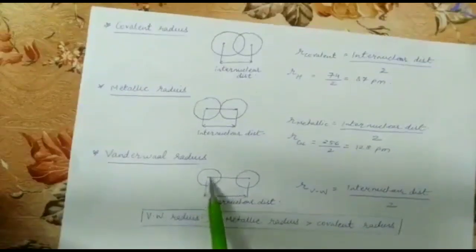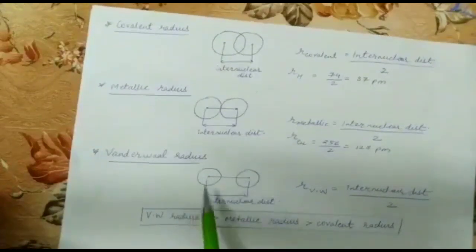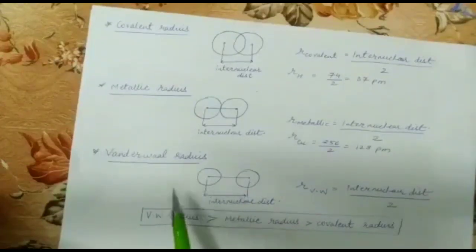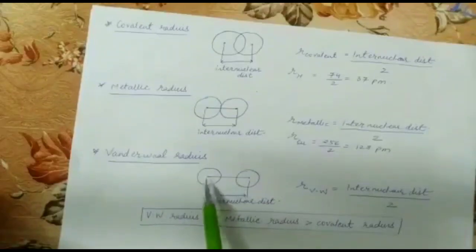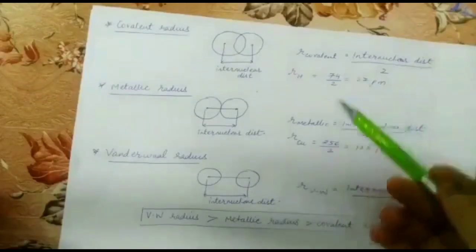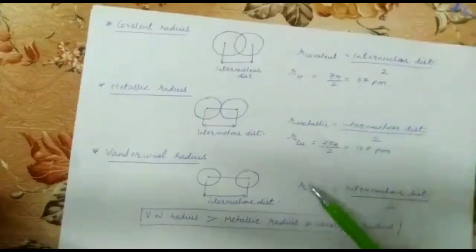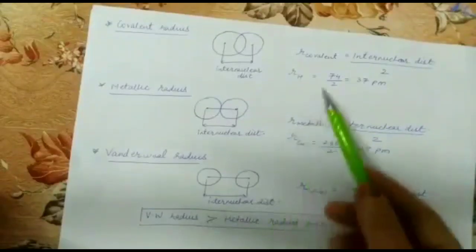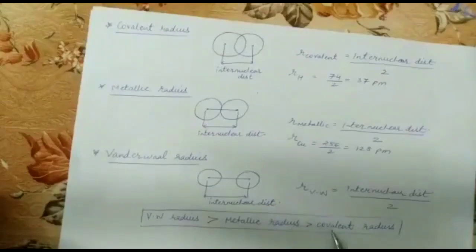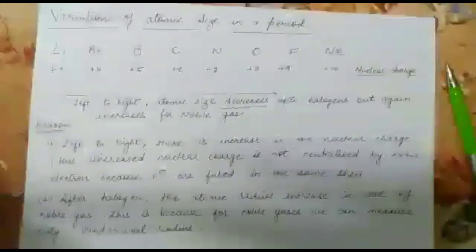Now third is van der Waals radius. Now suppose these are two atoms of a noble gas. They are not making any kind of bond, but still some force of attraction is there between the two, which is van der Waals force. Now internuclear distance we can easily measure. So what is van der Waals radius? 1/2 of the internuclear distance. Now compare the three different types of atomic radii. We can easily say that out of these three radii, for a particular element, van der Waals radius is largest, then comes your metallic radius, and then comes your covalent radius.